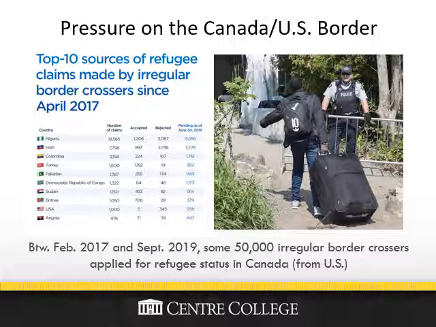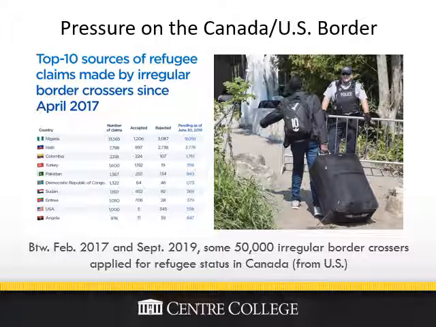And I apologize for the size of the font, but the largest category of irregular border crossers have come from Nigeria, and they've largely come after Nigeria was placed in the Trump administration's travel ban. The Trump administration has placed a travel ban on a number of countries that are viewed as high-risk countries for terrorism, and high-risk countries for the entry of terrorists into the United States. Nigeria was quite controversially placed on that list, which has spurred a number of irregular border crossings into Canada.